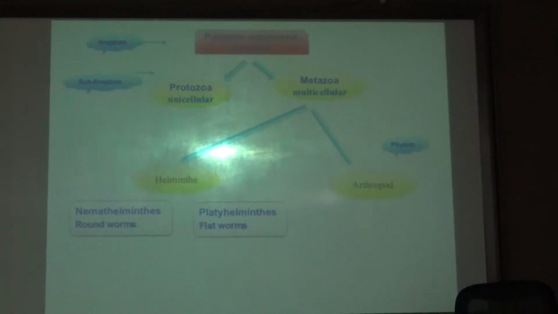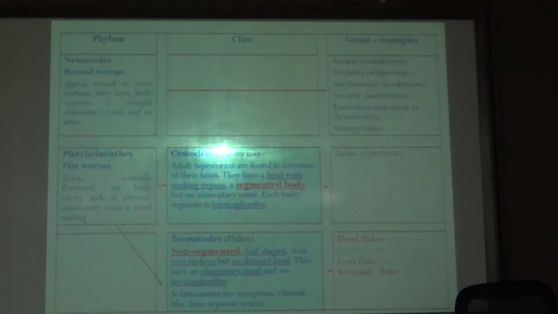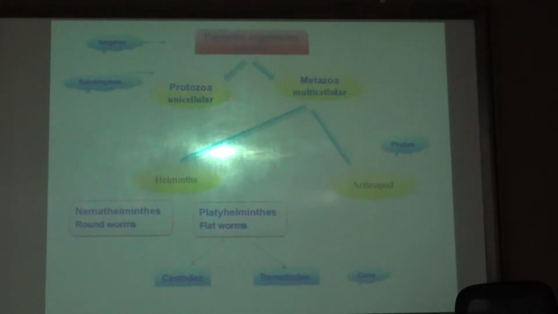They are broadly divided into two types, nematohelminths and platyhelminths. Nematohelminths are roundworms, platyhelminths are flatworms. These flatworms or platyhelminths are further divided into two types, cestodes and trematodes. These roundworms, they are commonly known as nematodes. So we basically have three types of helminths: nematodes, cestodes and trematodes. And then further they are divided into different class, species. This is the class, and after that there is genus, species.